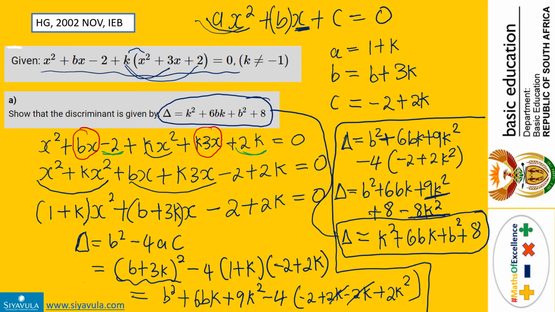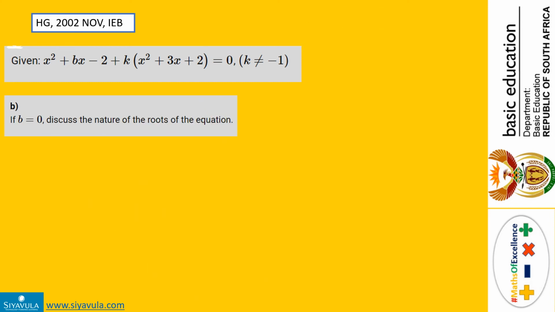So basically what we did is just writing that equation in the standard form, ax squared plus bx plus c. You must be able to define your a, your b, your c, substitute in your formula, then express your delta in the way that they need it. Okay, let's proceed. Now let us look at number B of the same example.